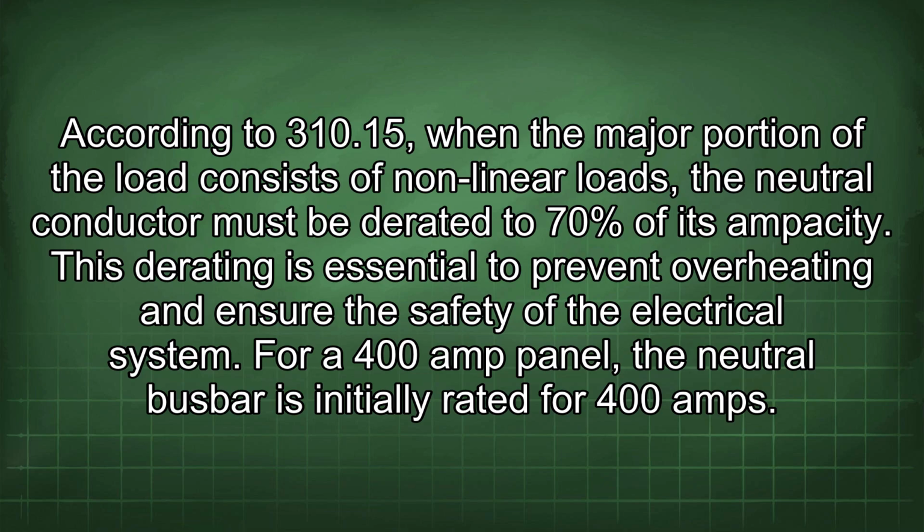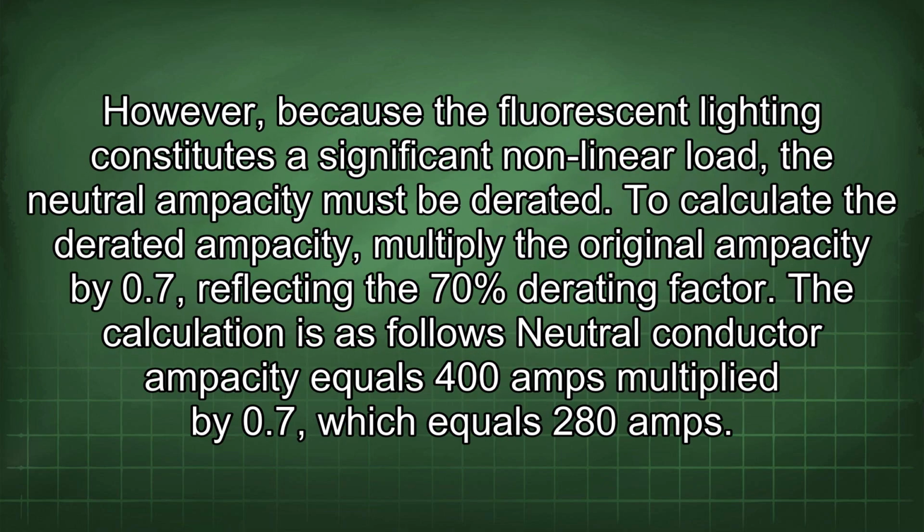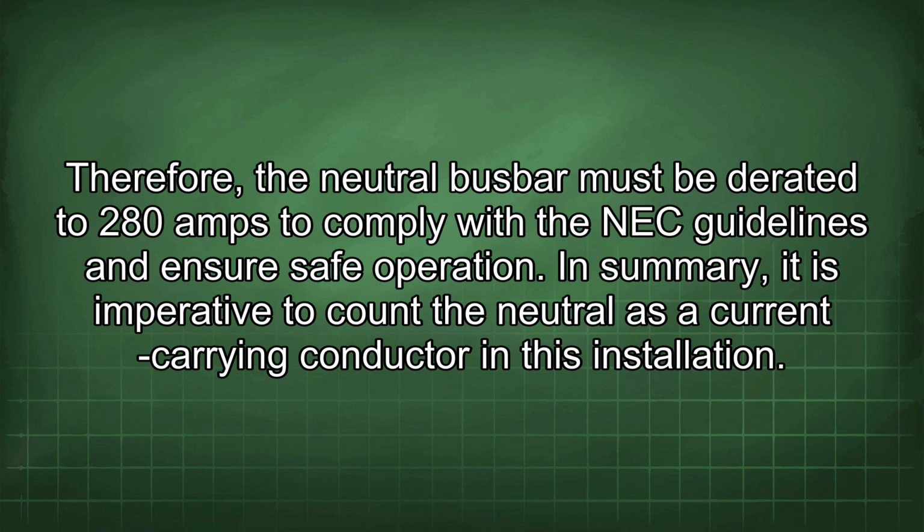For a 400 amp panel, the neutral busbar is initially rated for 400 amps. However, because the fluorescent lighting constitutes a significant nonlinear load, the neutral ampacity must be derated. To calculate the derated ampacity, multiply the original ampacity by 0.7, reflecting the 70% derating factor. The calculation is as follows: neutral conductor ampacity equals 400 amps multiplied by 0.7, which equals 280 amps. Therefore, the neutral busbar must be derated to 280 amps to comply with the NEC guidelines and ensure safe operation.